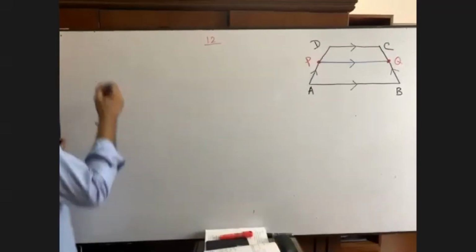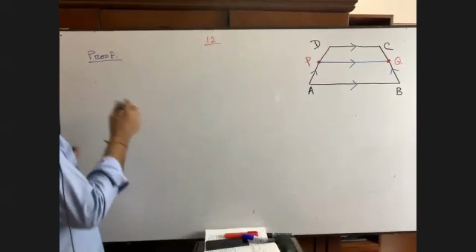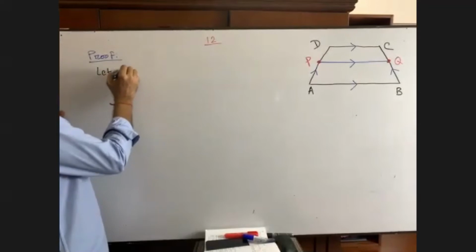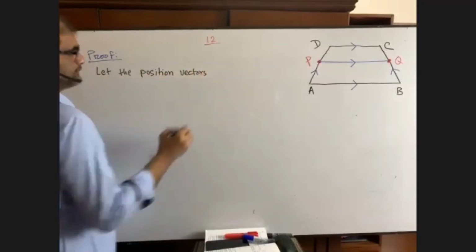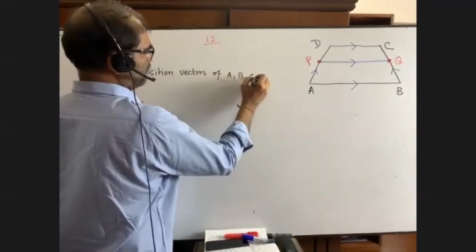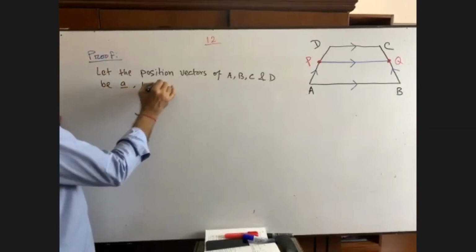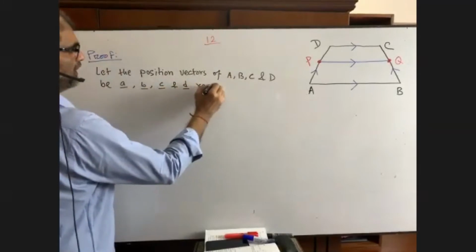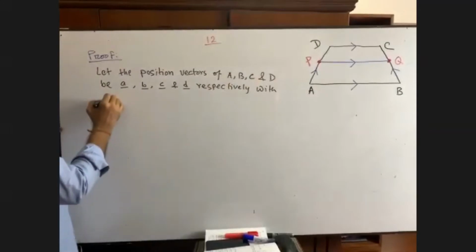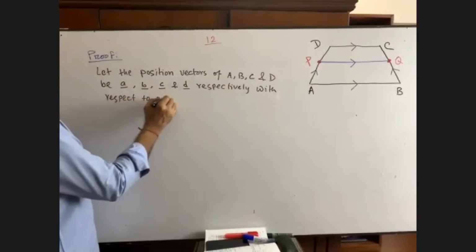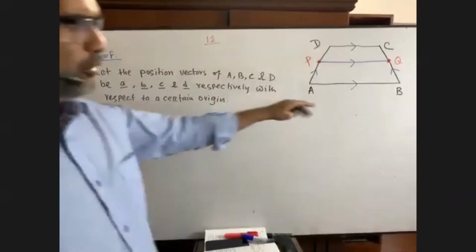You see, the proof. Always you have to write down: let the position vectors of A, B, C and D respectively with respect to a certain origin. I am not going to draw that origin.